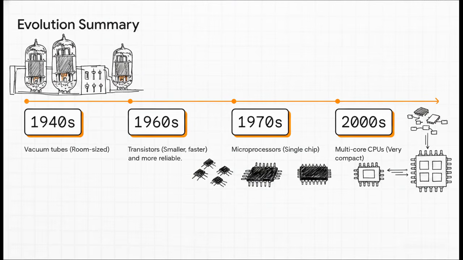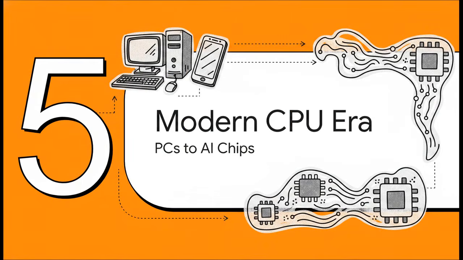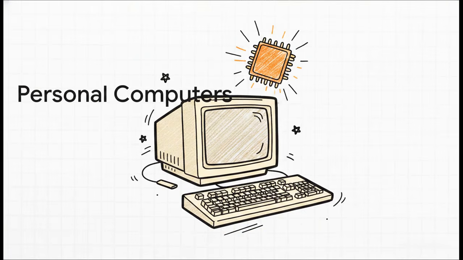era of the 2000s. And that leads us into our final section, Part 5, the modern CPU era, from personal computers to AI chips. So, the 80s and 90s really kicked off the true personal computer era. This is when CPUs finally hit that sweet spot. They got powerful enough and affordable enough to actually put in our homes.